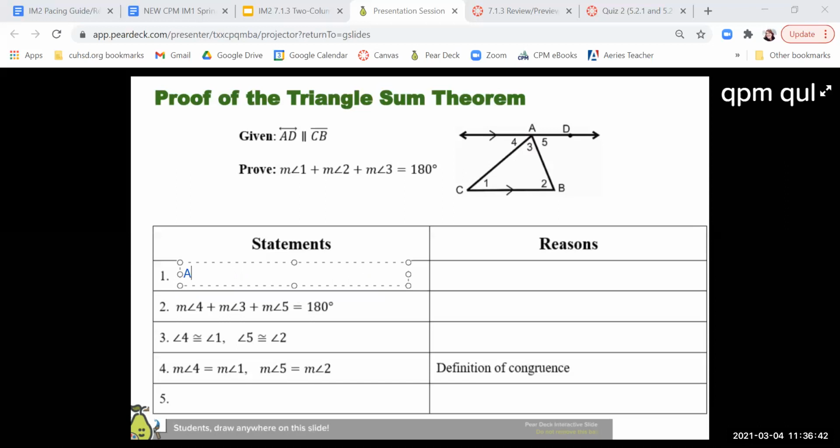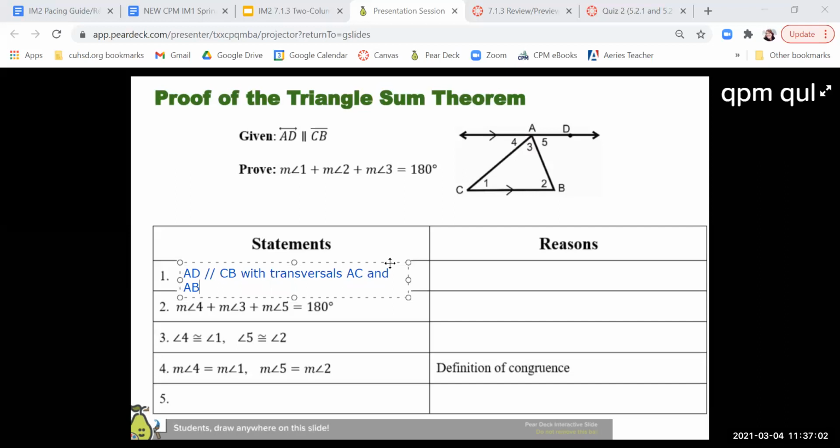AD is parallel to CB with transversals AC and AB.